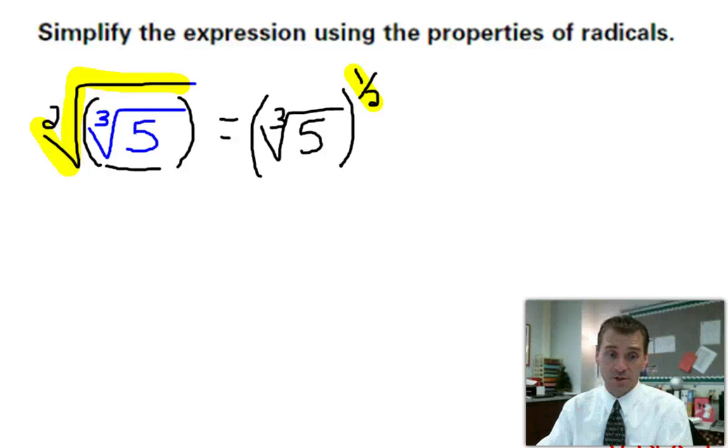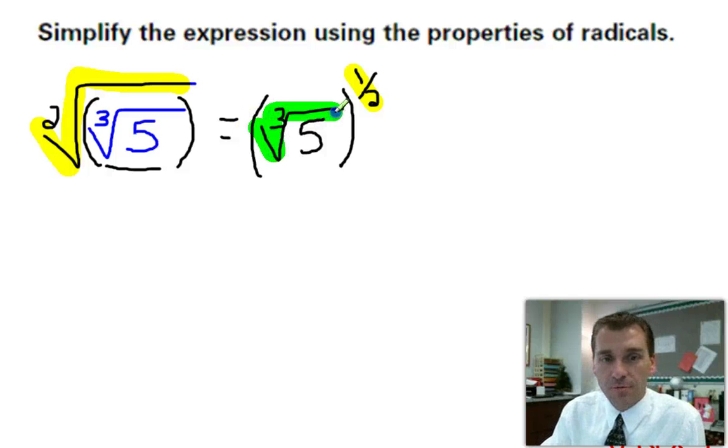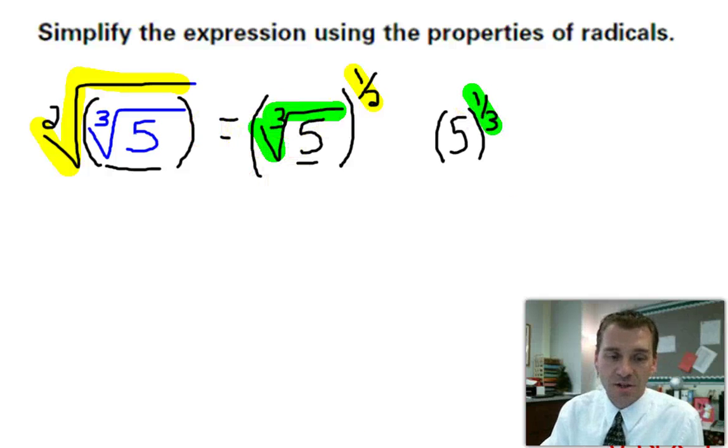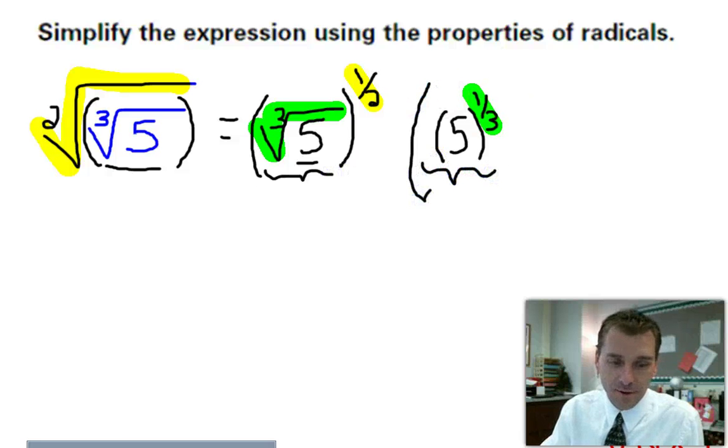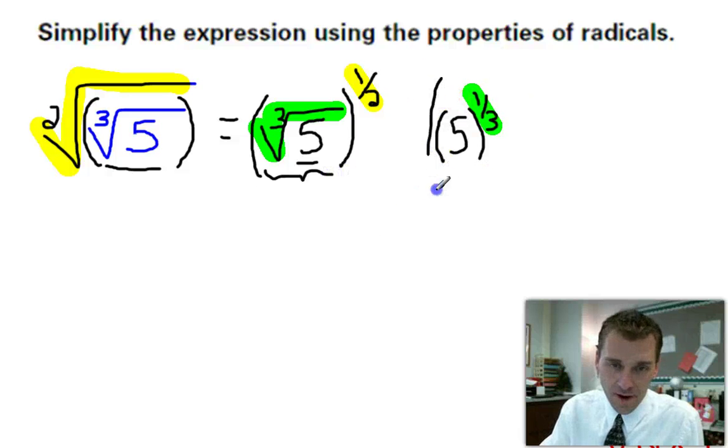Now, I'm going to keep going and rewriting. This is, by the way, why section 1 was extremely important. I told you that in class. Now I'm going to take this cube root and I'm going to rewrite it. The base is 5, so I'm going to take that 5 and raise it to the 1/3 power. So I took this cube root and rewrote it as the 1/3 power. And I still have all of this stuff right there, all of it still raised to the 1/2 power.